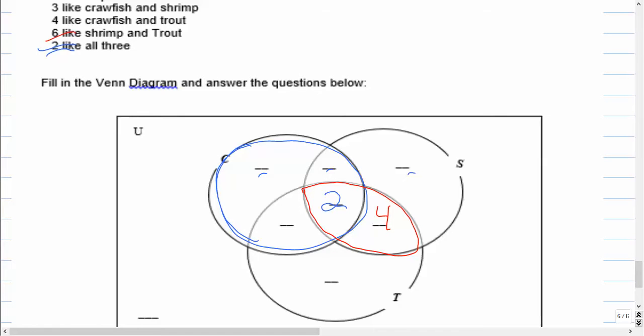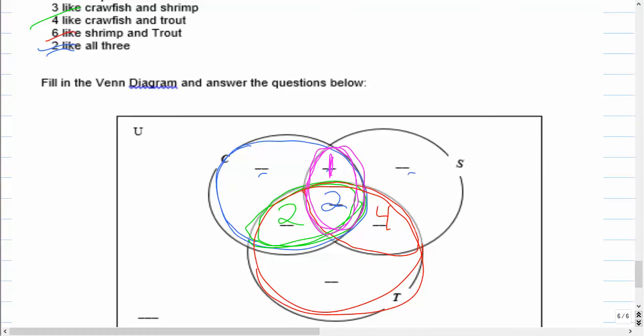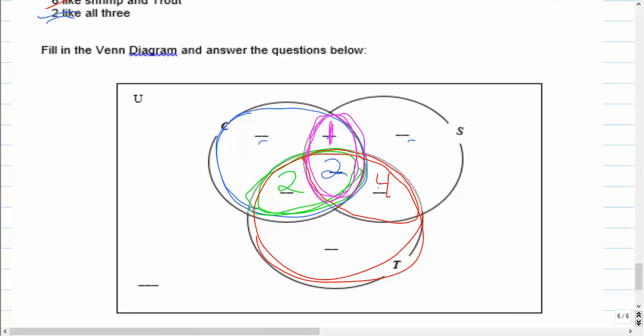4 people like crawfish and trout. If you like crawfish and trout, you are in this slice right here. Likewise, there's a total of 4 people there. I've counted 2 people. There's got to be 2 people there. 3 people like crawfish and shrimp. If you like crawfish and shrimp, you are in this region here. Coming out like Mardi Gras here. There are 3 people in this region. I've counted 2. Got to be 1 there. Moving on. 15 like speckled trout. The world of the trout is this big circle here. In this trout world, there are 15 people. I have counted 8 people. 7 people have to be there.